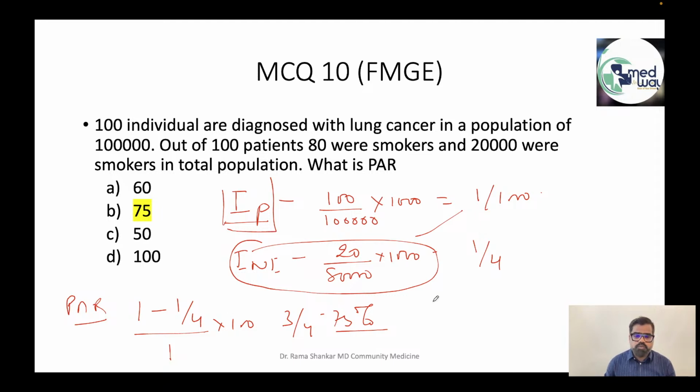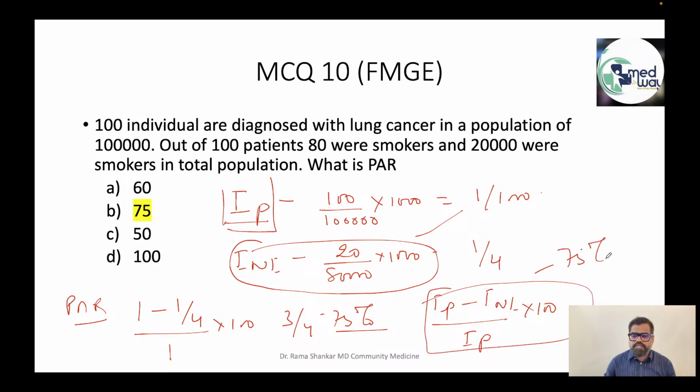Put the formula. What is 1? Incidence in population. What is 1 by 4? Incidence in non-exposed. What is 1? Incidence in population, and you are taking percentage. So this is your population attributable risk. The answer is 75%. Now see all the indicators. Relative risk was 16:1. Attributable risk was 93% approximately. PAR is 75%. What do you mean by this?